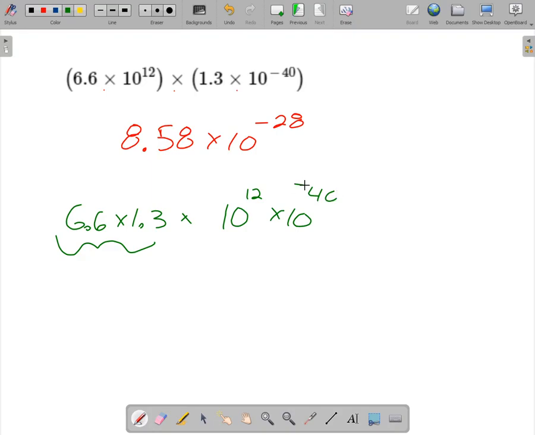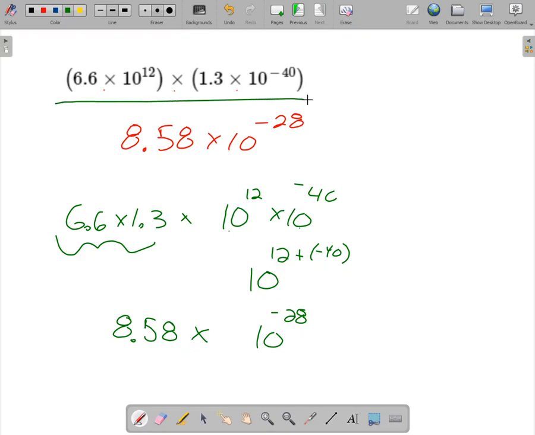We have a rule that says if you have the same base being multiplied, then you get to add the powers. So that's going to be 12 plus negative 40, and 12 plus negative 40 is negative 28. So I get a negative 28 there. And then I'm assuming 6.6 times 1.3 is 5.85, or 5.58, excuse me. Or 8, oh wow, so that one. 8.58, there we go. Not too bad. And you can type this into your calculator exactly as you see it.